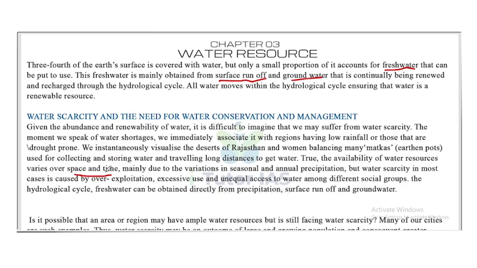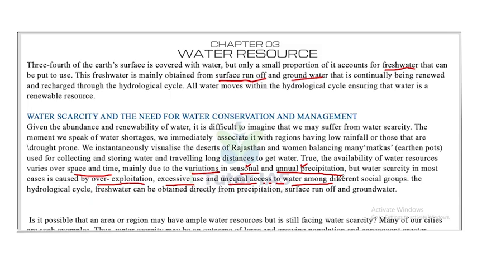The availability varies over space as well as time, mainly due to the variations in the seasonal and annual precipitation. But water scarcity in most cases is caused by overexploitation. We know humans are overexploiting nature, so that is the main reason for water scarcity, along with excessive use and unequal access to water among different social groups.